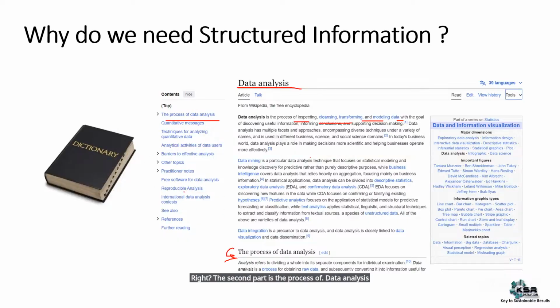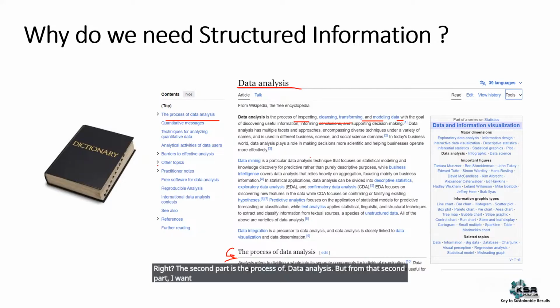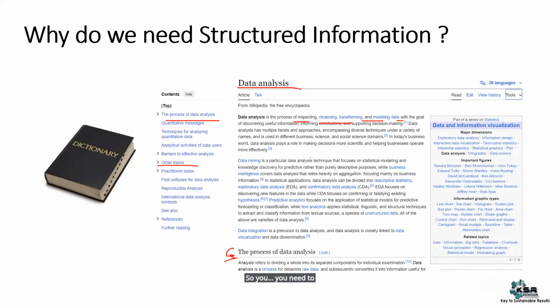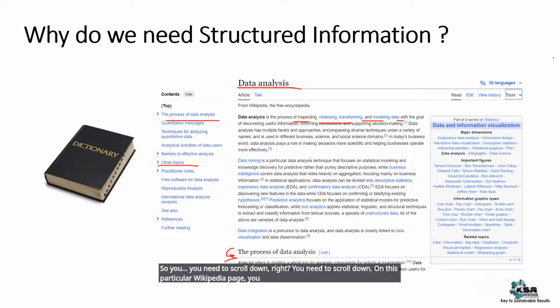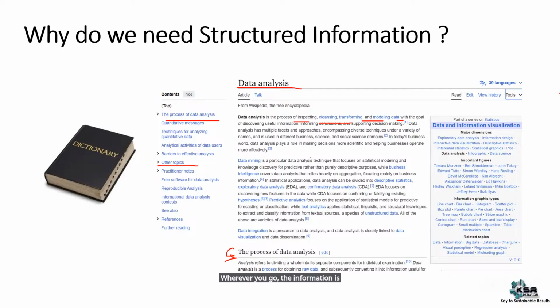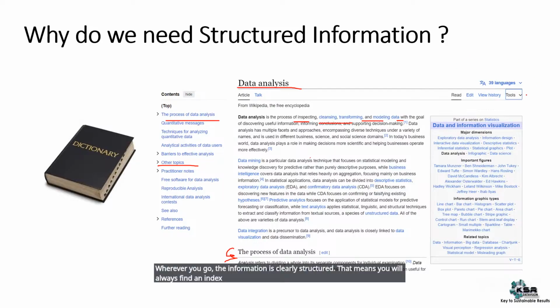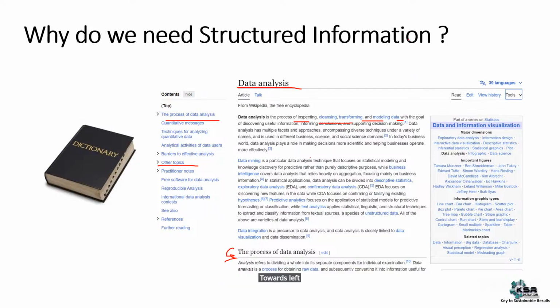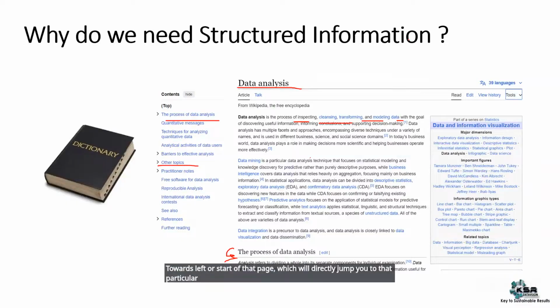But from that second part, I want to go back to some tools which are used or topics which are related to data analysis. So you need to scroll down on this particular Wikipedia page. But wherever you go, the information is clearly structured. That means you will always find an index or content page towards the left or start of that page, which will directly jump you to that particular point which you are considering to understand.